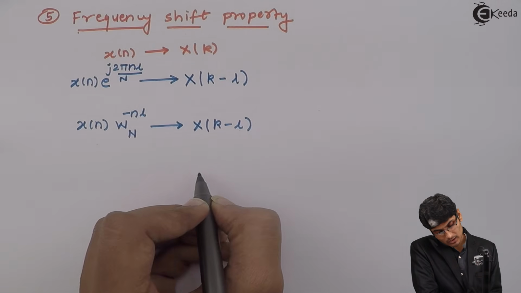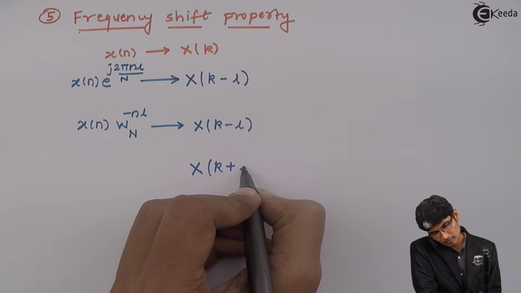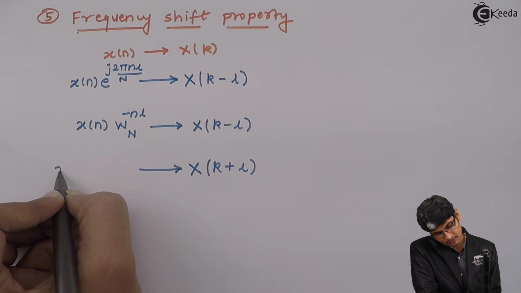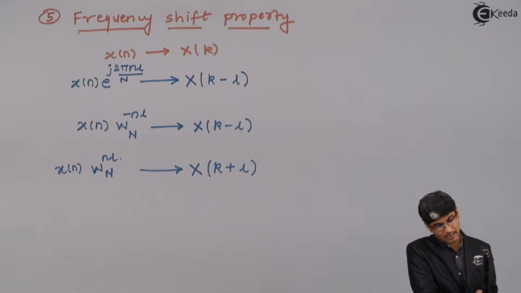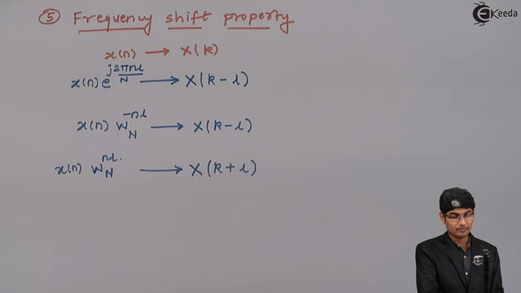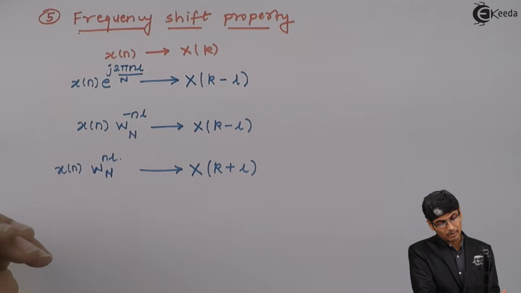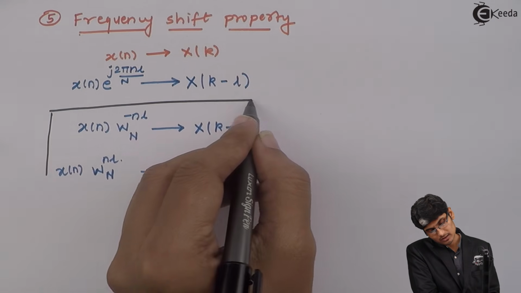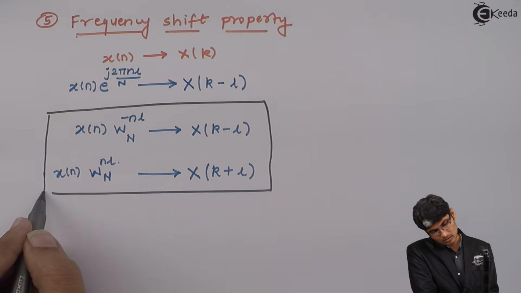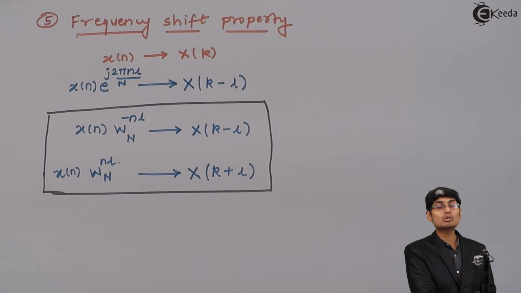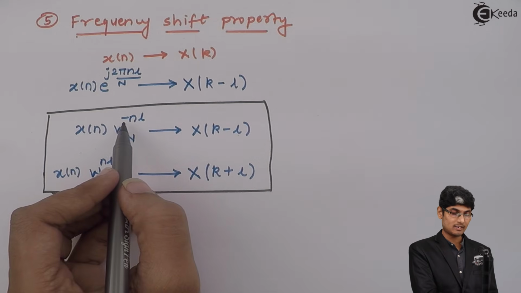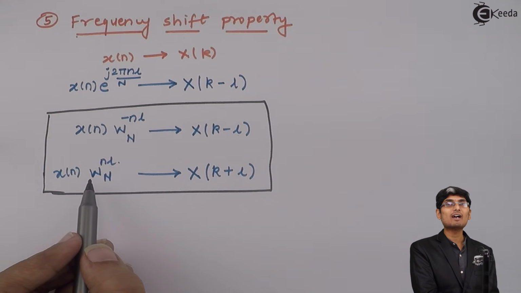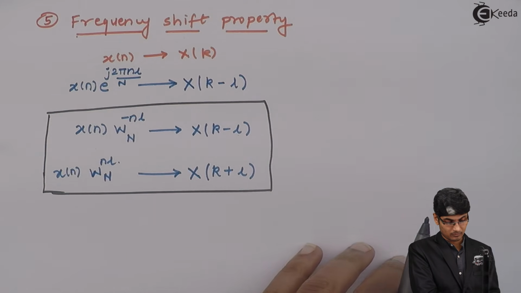And suppose I have X of k plus L, then its inverse will be x of n W N raised to plus nL. So these are the two patterns of the frequency shift property. Here you have to see that with respect to the twiddle factor, if I have a minus sign, the twiddle factor will also have a minus sign. If I have a plus sign, the twiddle factor will also have a plus sign. So this is the frequency shift property.